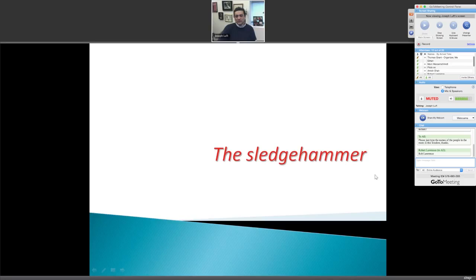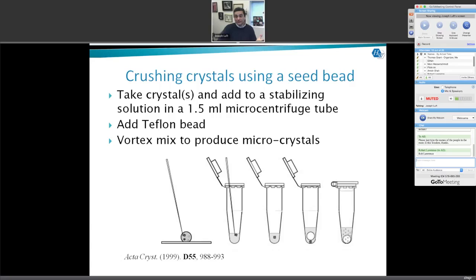And finally, I'm just going to talk a little bit about the sledgehammer approach. So if you want to throw caution to the wind and you don't care about trying to carefully use the phase diagram to produce these single crystals that are small nanocrystals that could be used for XFEL work, people have actually just taken large crystals that they've grown and smashed them up using something like a seed bead or a bead beater to homogenize the larger crystals and produce a lot of very small crystals. And these do seem to work for the XFEL experiments.